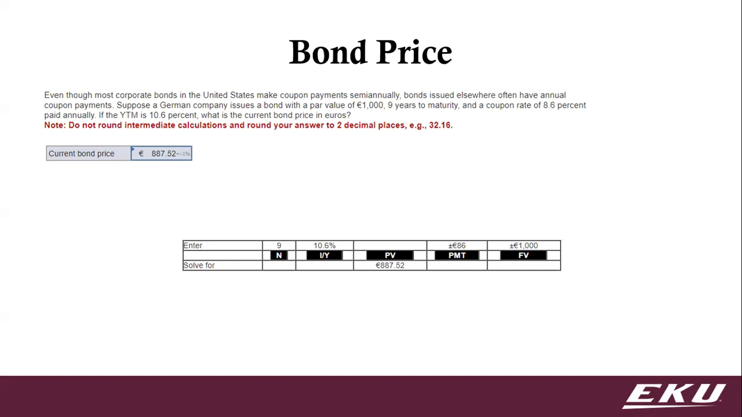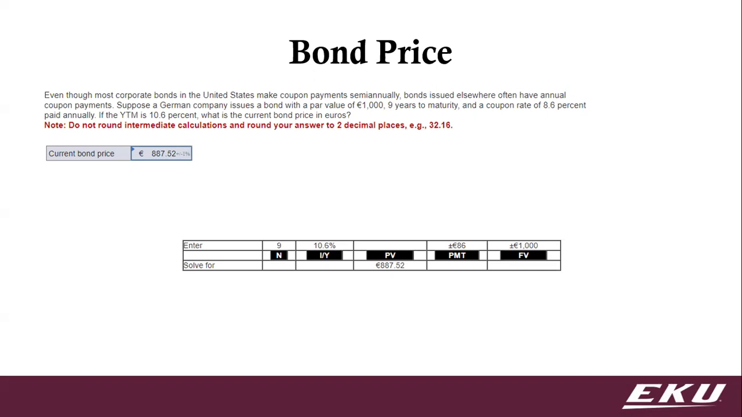And so on the calculator, you would just hit 9 and then the N on the time value of money row. 10.6, you don't have to put percent, just 10.6, and then hit IY. 86 for payment, 1,000 for future value, and make sure those are put in with the same direction of flow. So either both positive or both negative. The present value you get is going to be the opposite sign. So if you put those in as positive, you're going to get a negative price.